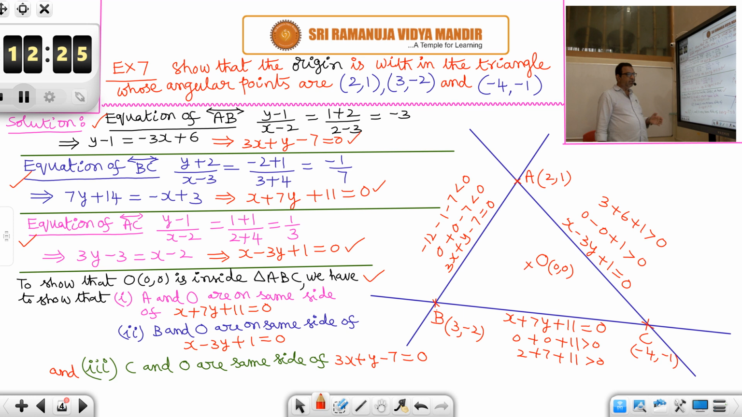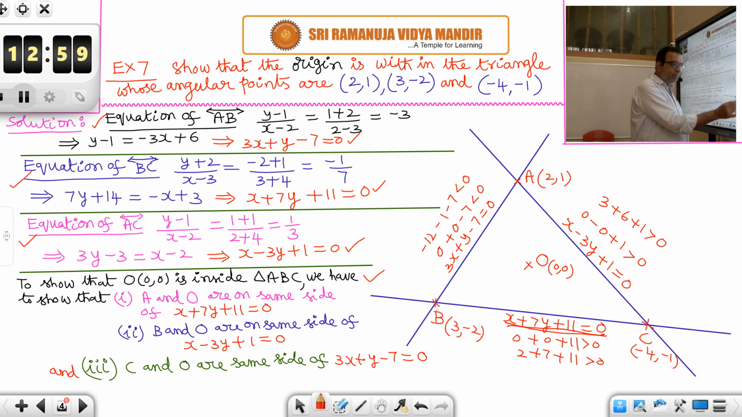To show that origin is inside triangle ABC, we have to show three things. Number one, see the diagram: A and O are on the same side of this line, x plus 7y plus 11 equal to 0. Is it not? If origin is inside the triangle, then origin and vertex A will be on the same side of this line x plus 7y plus 11 equal to 0.